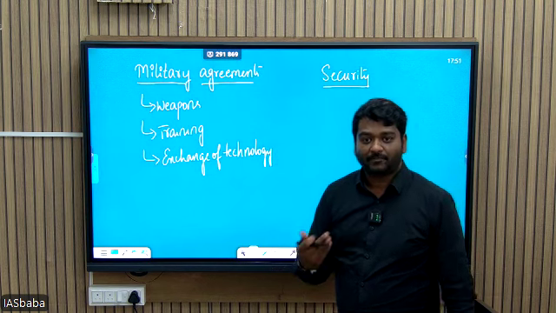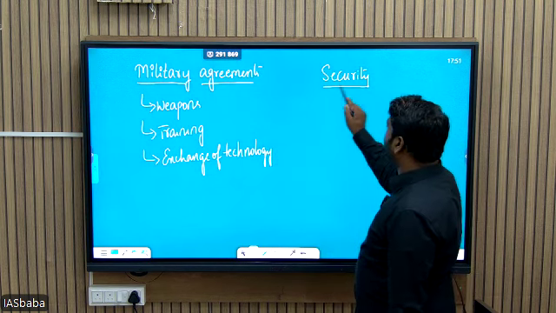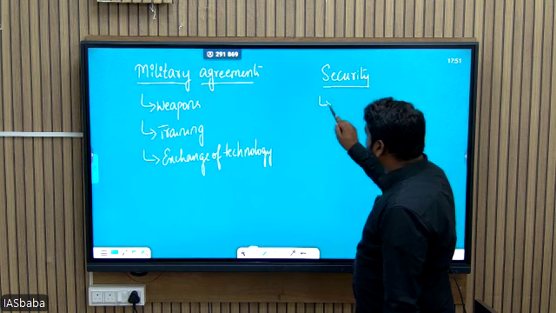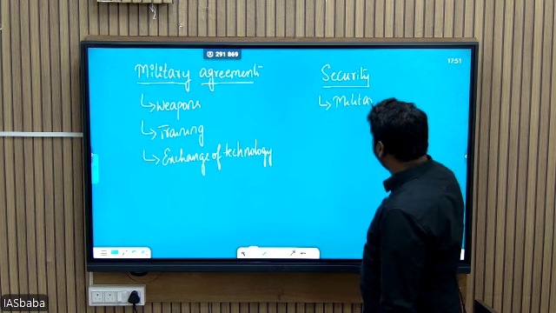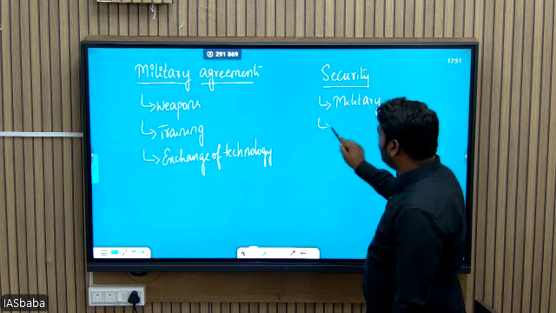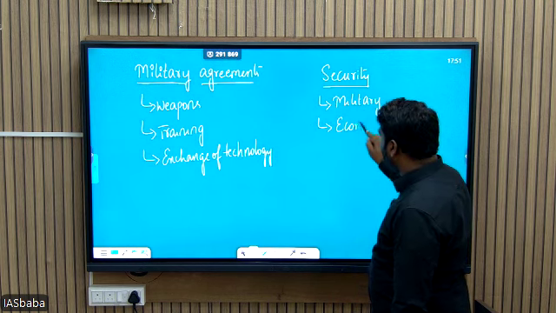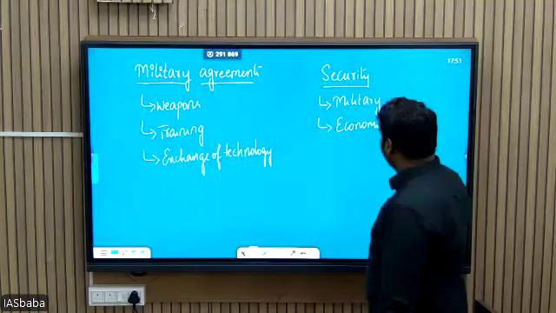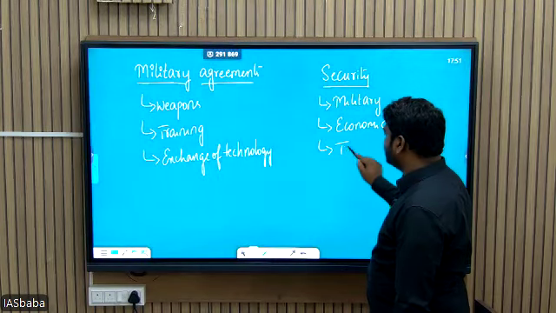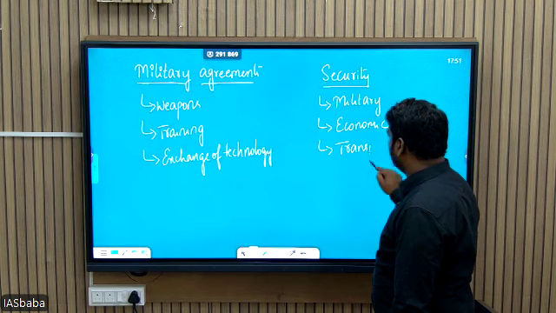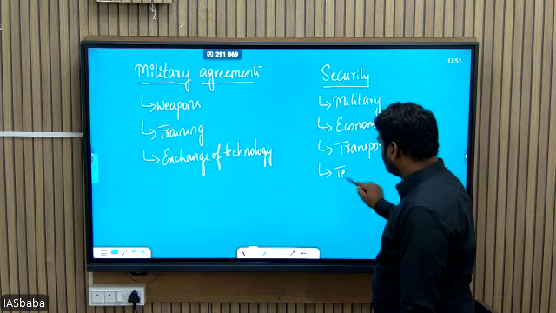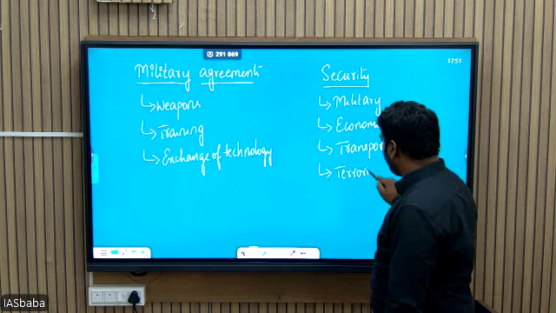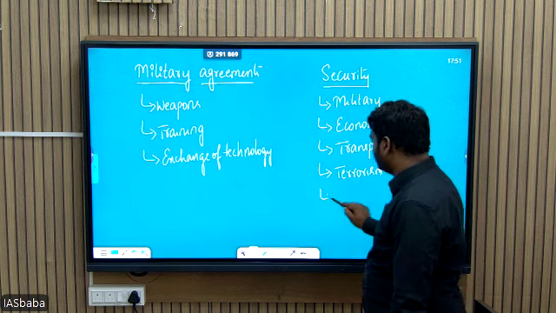That is military. Okay. But when it comes to security, it can be military, right? It can be military. Apart from military, it can be economic relations. It can be with respect to transportation. It can be with respect to terrorism. Right? It can be with respect to cyber.